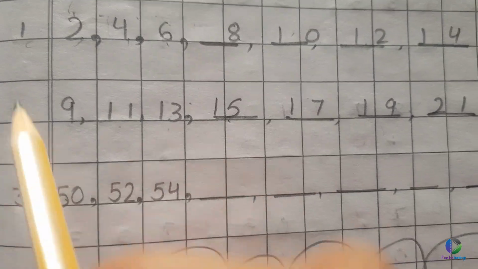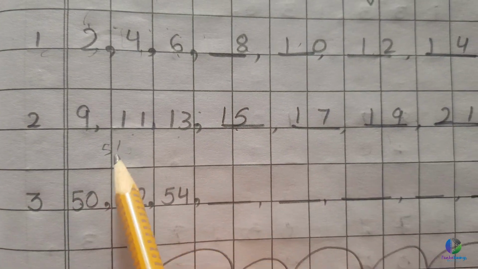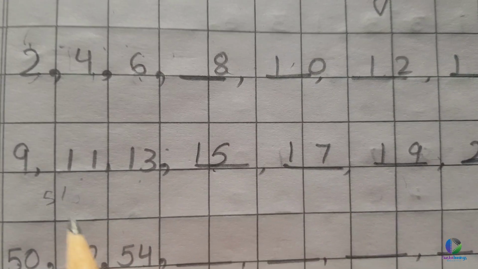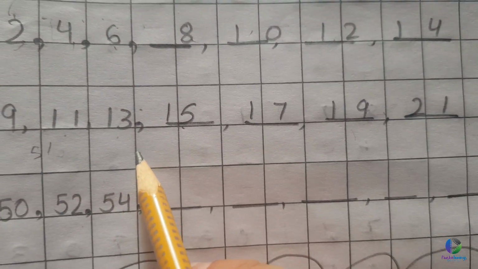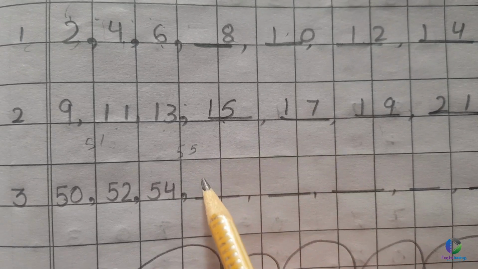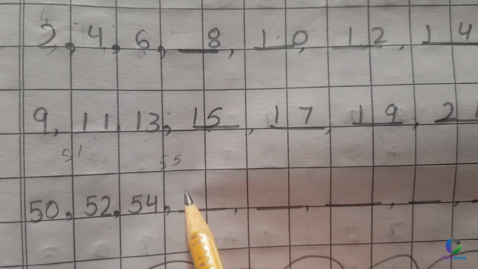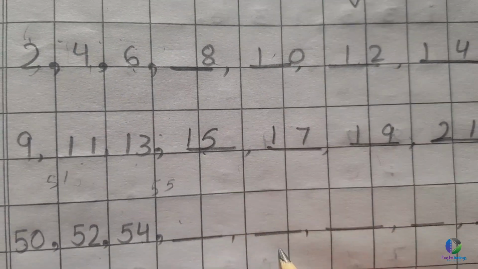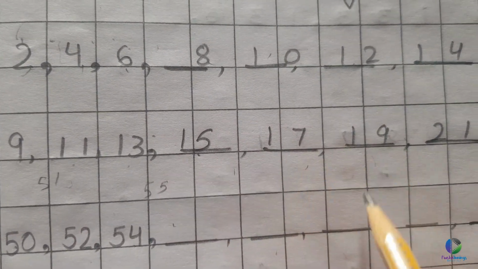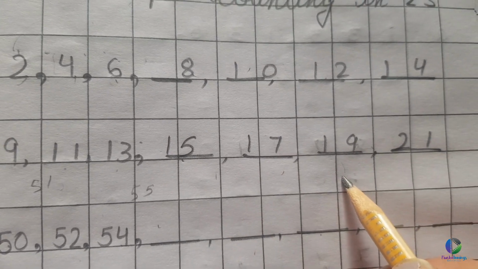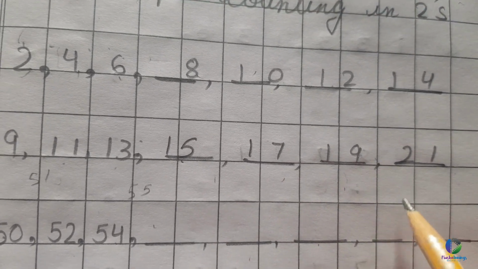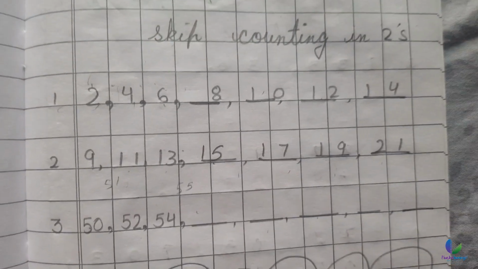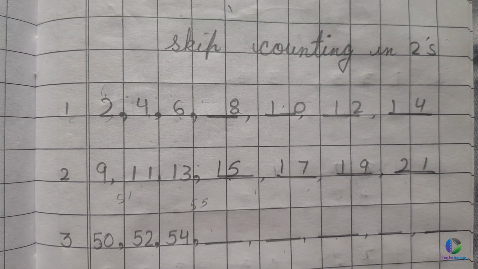50. Then what will I skip? 51. 52 is written. 54 is written. Then what will I skip here? 55. So I will write down here 56. Then 57 I will leave. 58, 59, 60, 61, 62, 63, 64. In this way you have to do these questions.